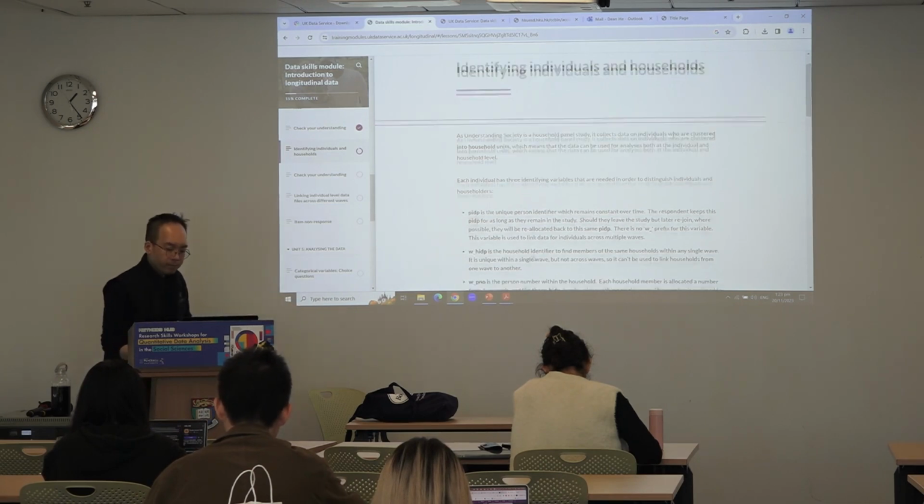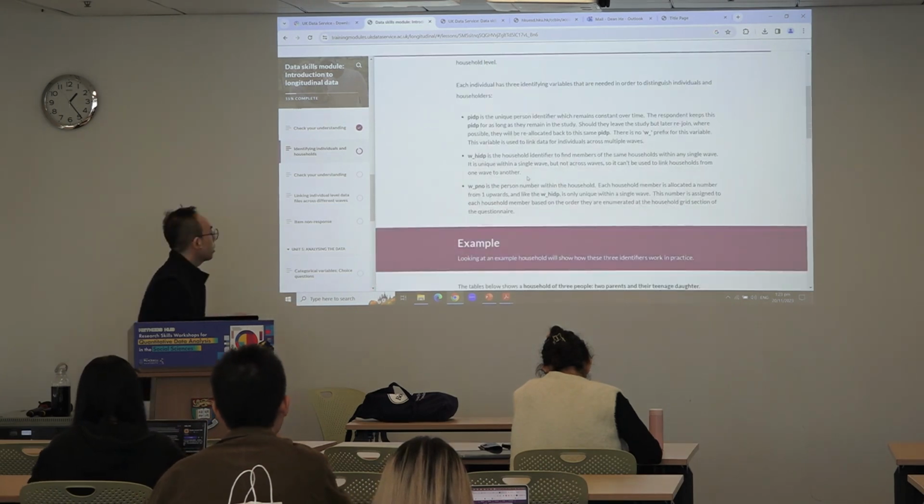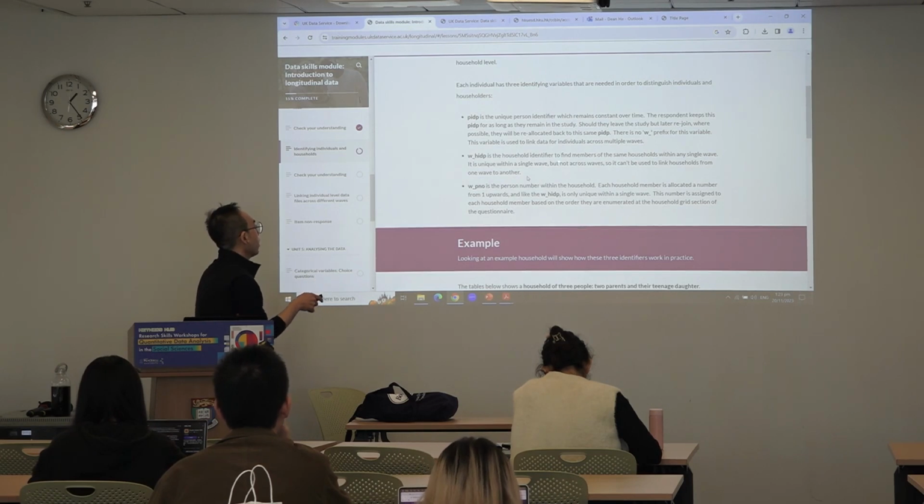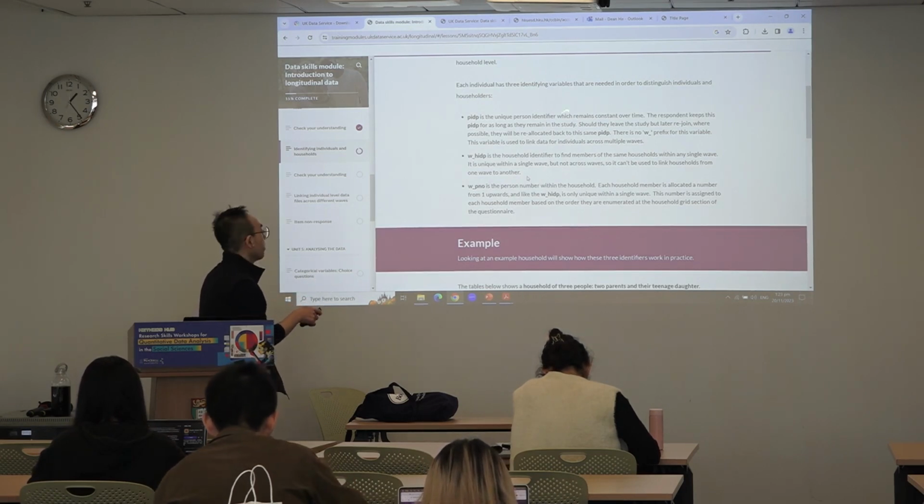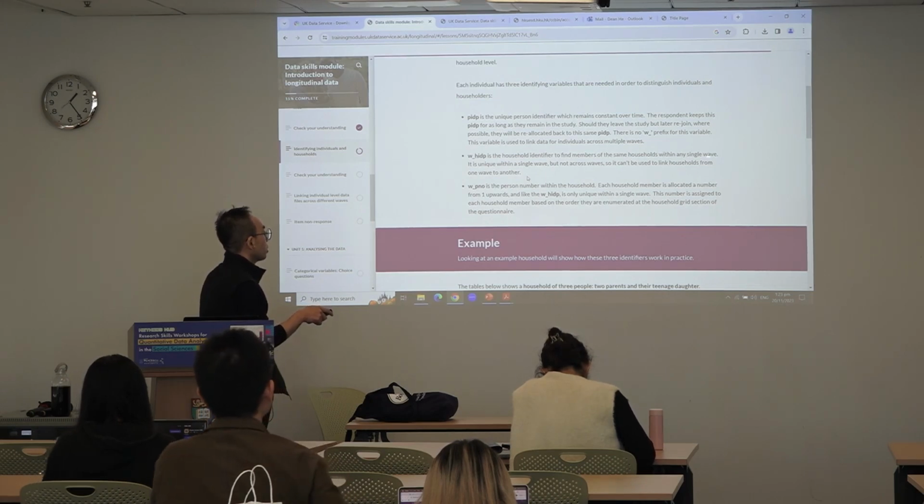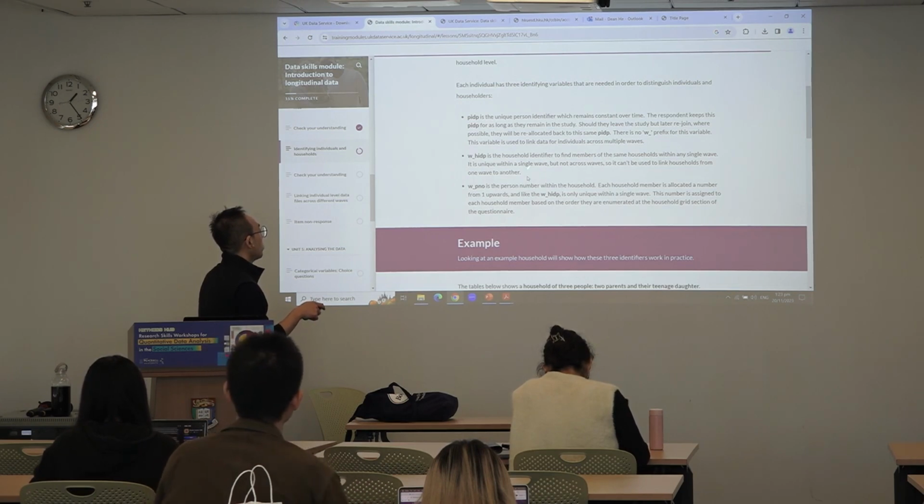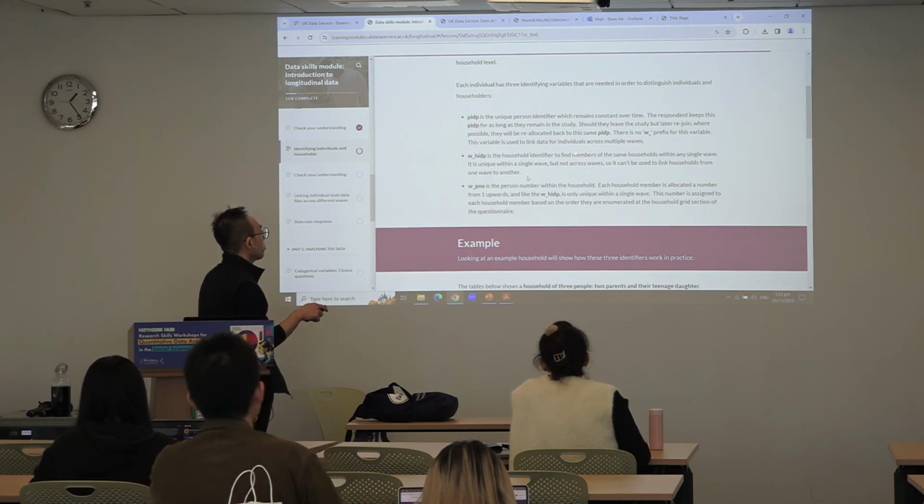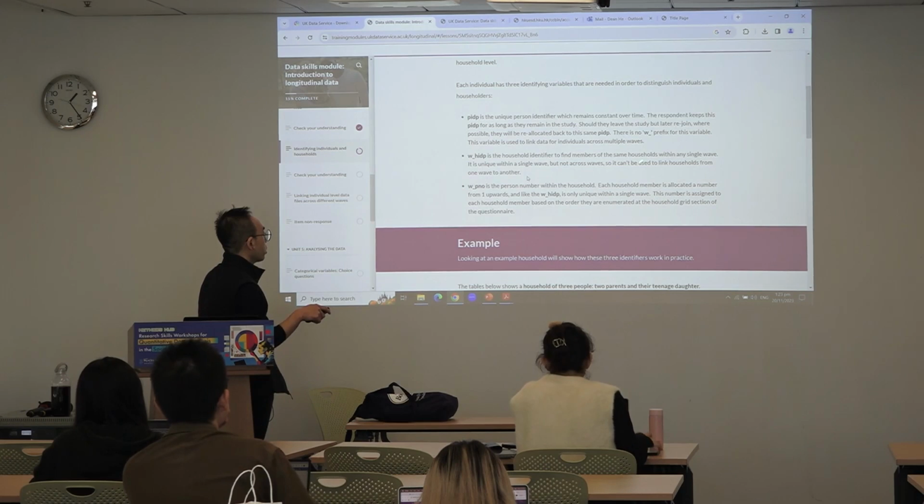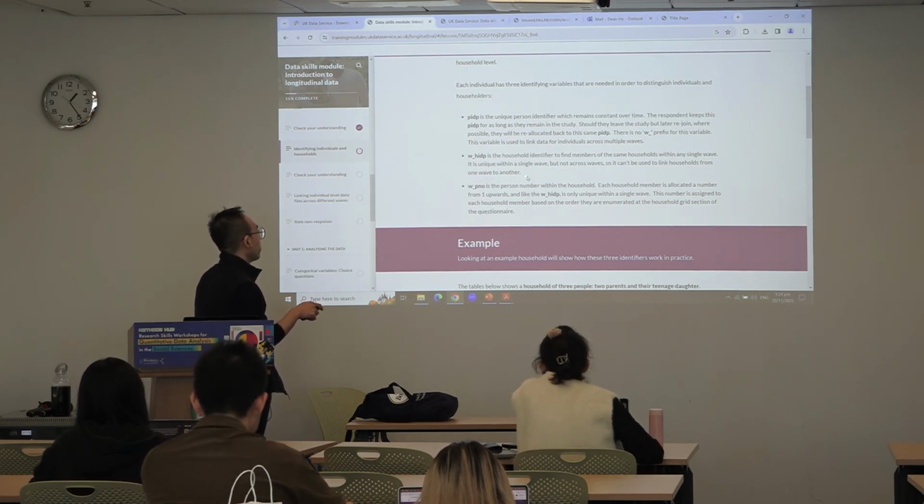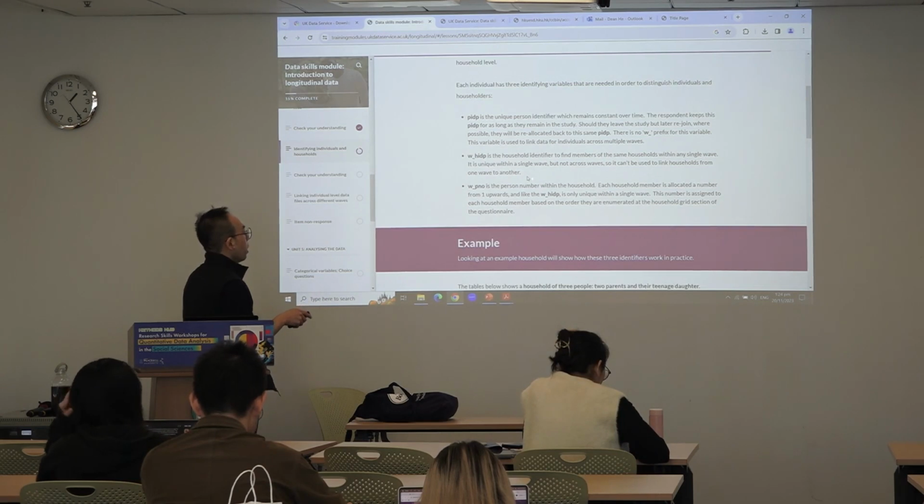And then this one is a household identifier. Again, this is for publicly available information to find members of the same household within any single wave. It is unique within a single wave, but not across waves, so it cannot be used to link households from one wave to the other.